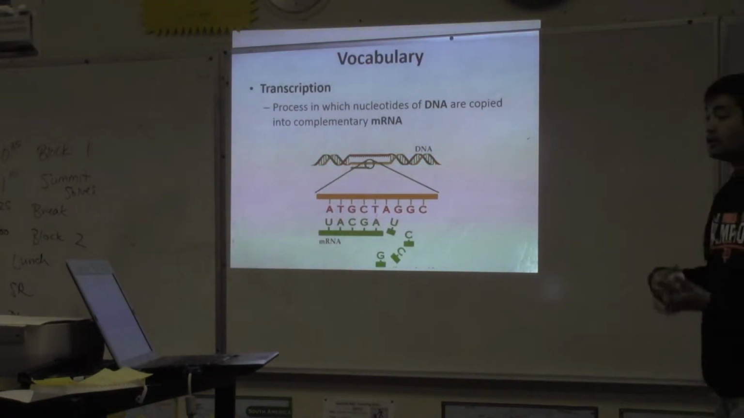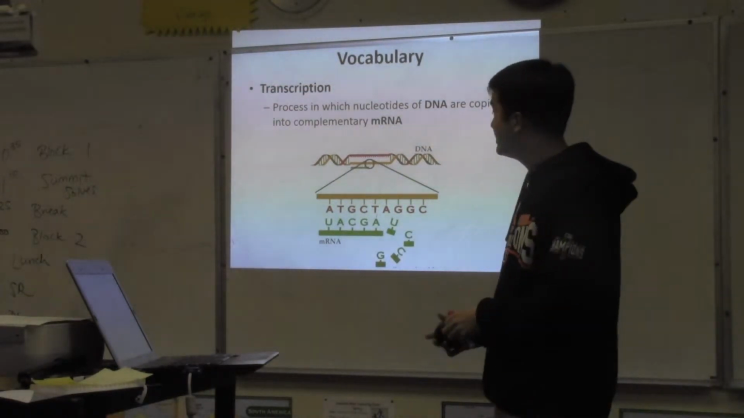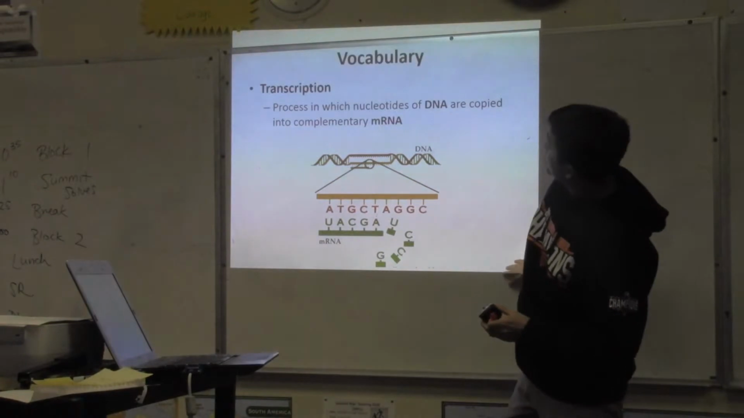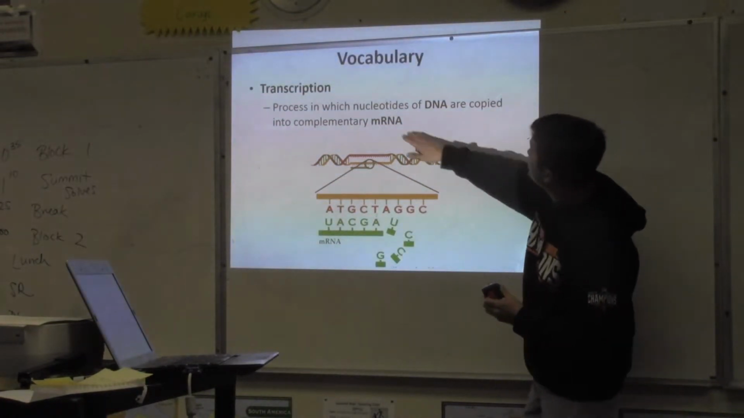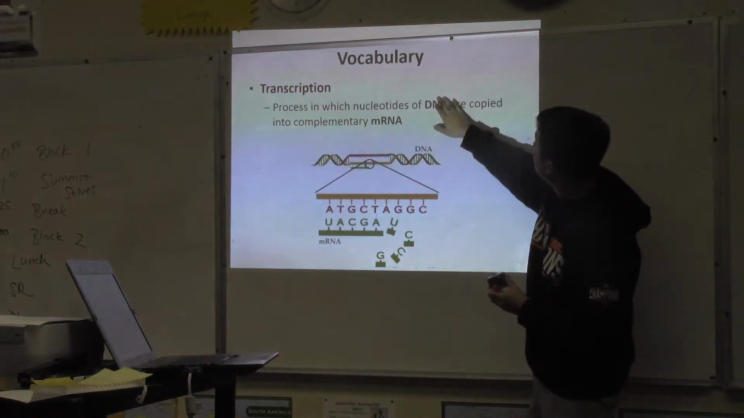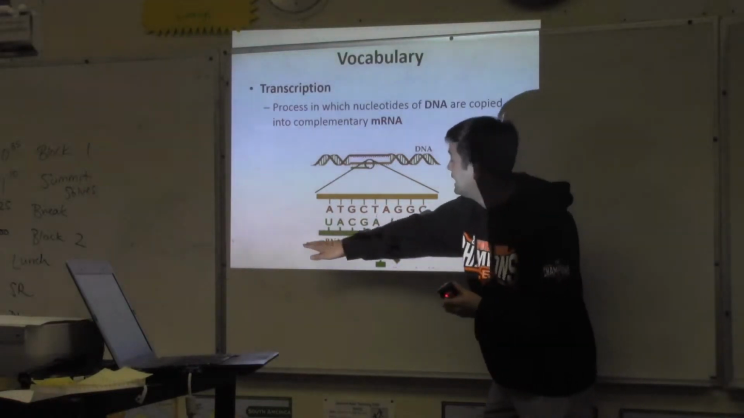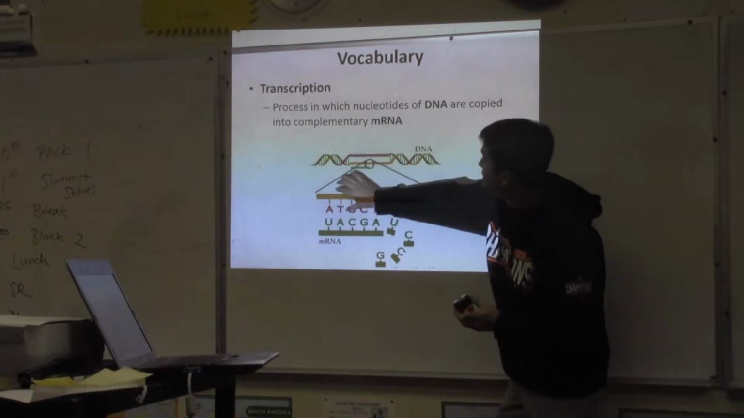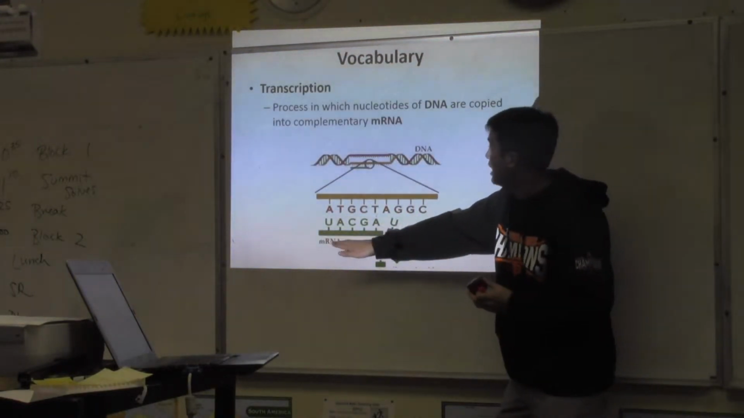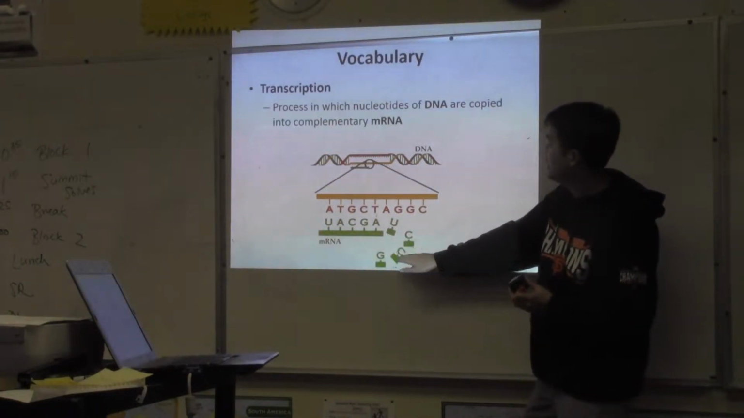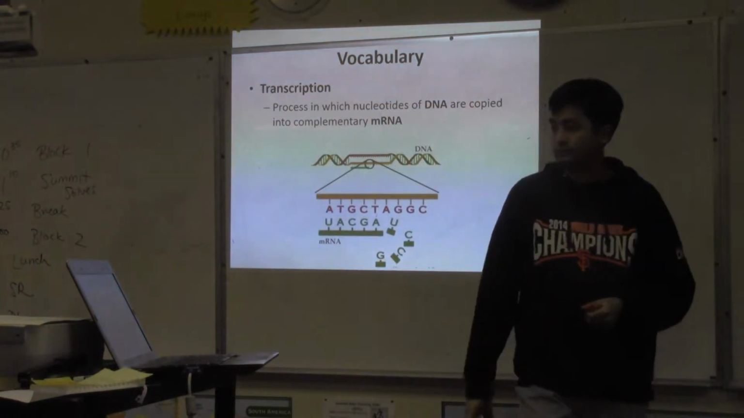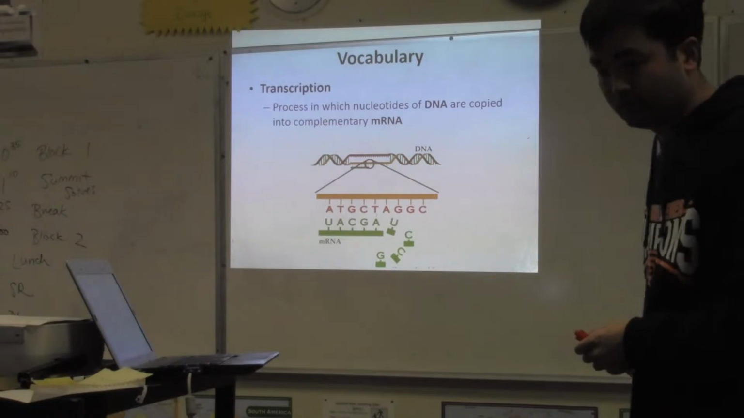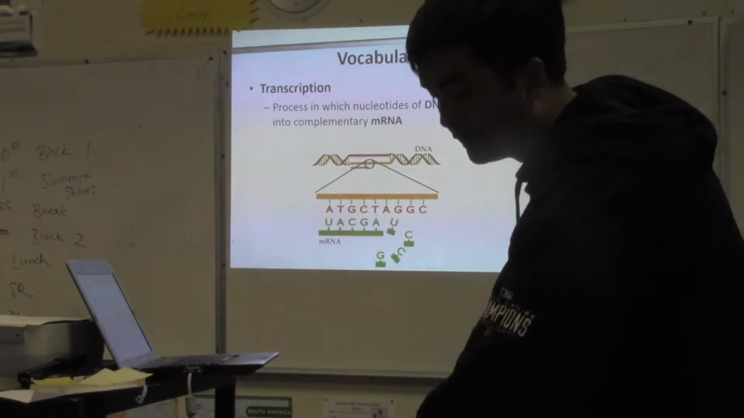Okay. So there's another vocab word that you want to know. This is the vocab word of transcription. And transcription is basically the process in which nucleotides of DNA are copied into mRNA. And so here we have the DNA. We're using this DNA to make that complementary mRNA, or messenger RNA. Make sure you're following along in the notes. So move on to the next page.